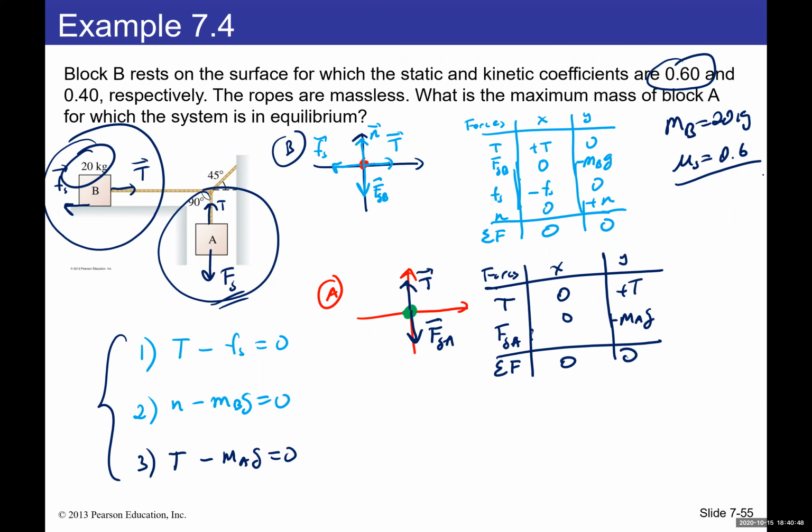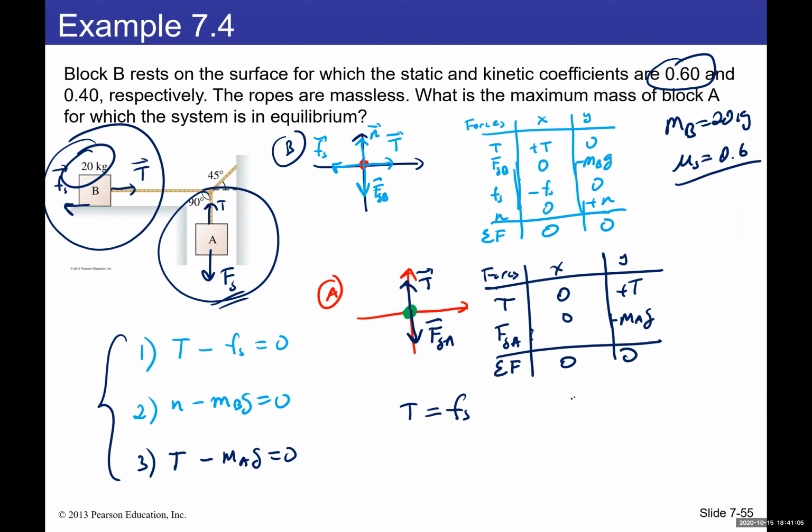All right, so now I need to combine those equations. For example, one thing I can see here is this: if I take equation 1, it tells me that the tension is equal to the static friction.